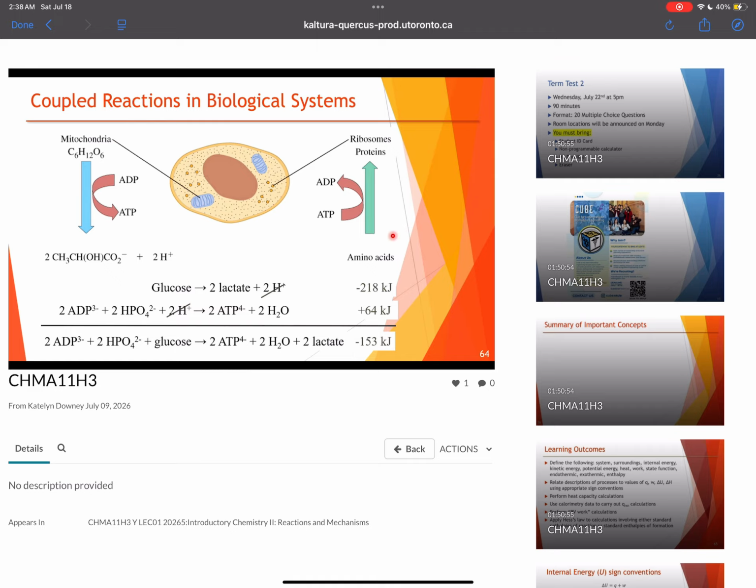And then once the ATP is formed, it'll float around through the cell, and it'll get over here to the ribosomes. And the ribosomes, they need some energy to build proteins. So once the ATP gets over here, then the ribosomes are going to convert ATP to ADP.